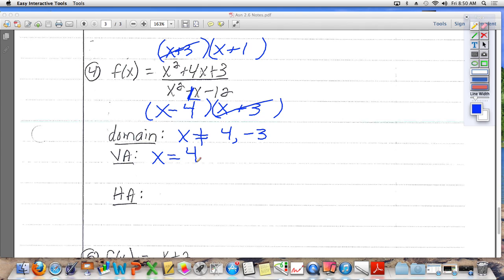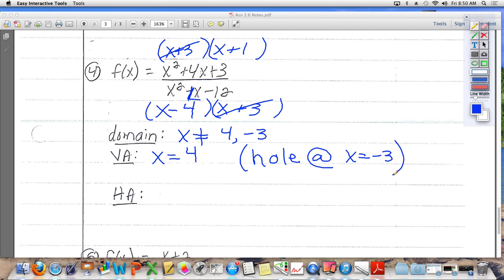Okay? But I also want you guys to make a note here, put a big old note here, that there is going to be a hole at where? 3. At 3. Actually, no, not 3. At -3. There's going to be a hole at x equals -3. It is not an asymptote. It's just a small break in the graph.